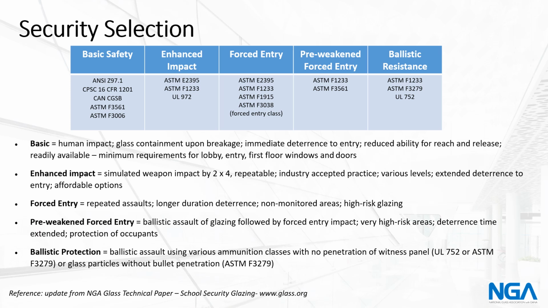Forced entry is the next category shown. These tests include repeated impacts to the glazing. Glazing products meeting forced entry standards could delay entrance for longer duration. The category of pre-weakened forced entry standards test ballistic assault of the glazing followed by forced entry impact. And glazing tested to pre-weakened forced entry standards may be designed for very high-risk areas, providing extended deterrence time and potential protection of building occupants. The final category shown, ballistic resistance, tests with various ammunition classes.